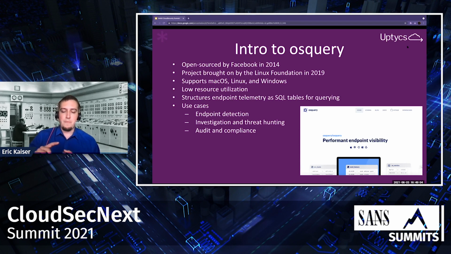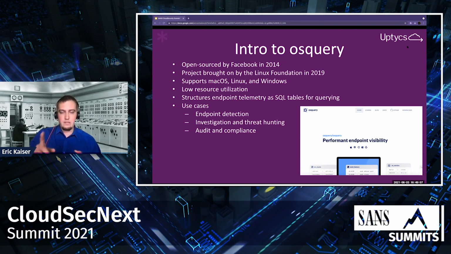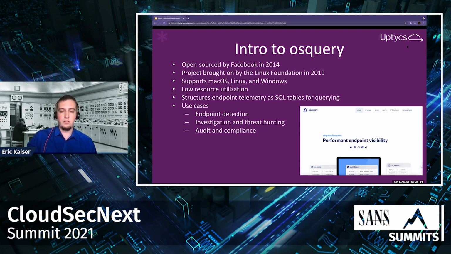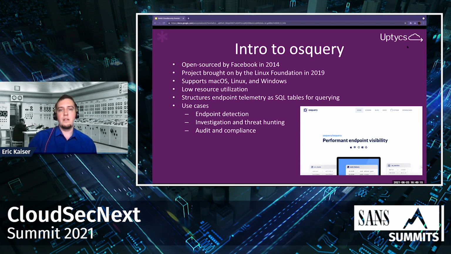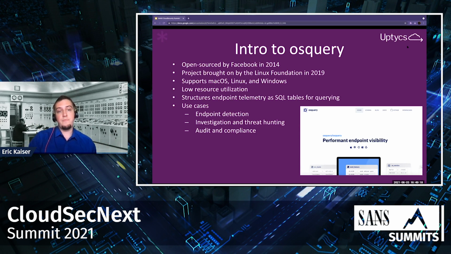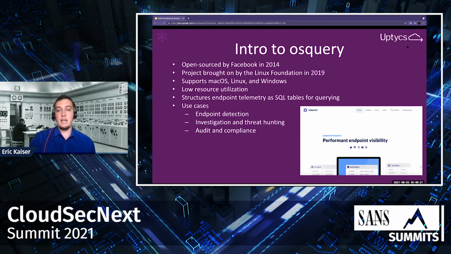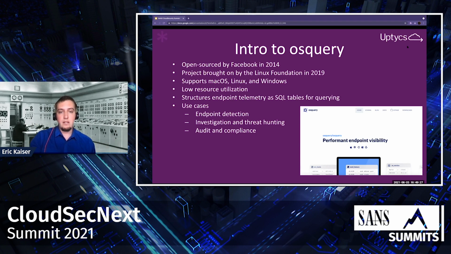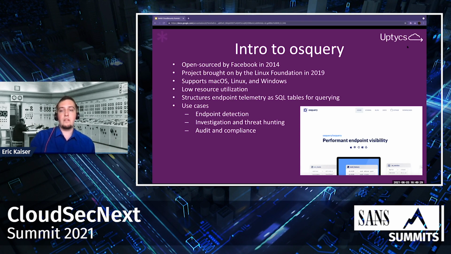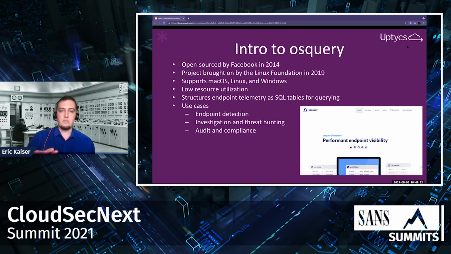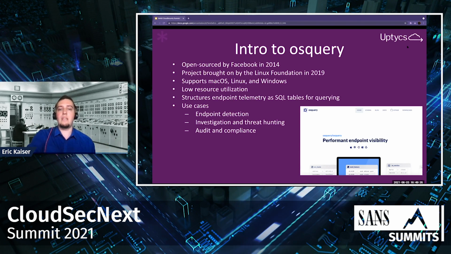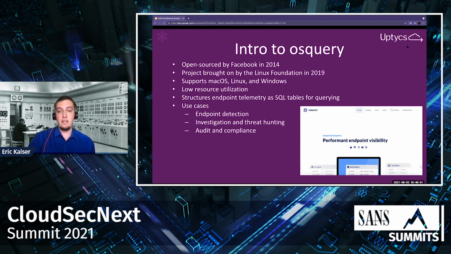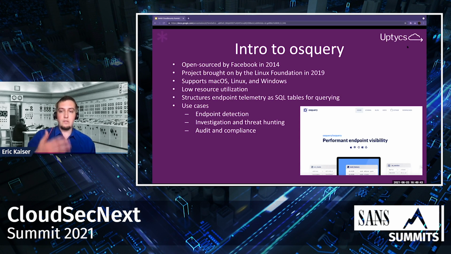It takes endpoint operating system APIs. It can take files on disk. It can take log data and turn that all into a database that can be queried. Some pretty common use cases for this are endpoint detection, though not response, investigation and threat hunting. If you have an incident, osquery allows you to not only ask questions in real time, but keep historical data. And audit and compliance, being able to ask questions, again, not only of endpoints in real time, but asking those questions over and over again.